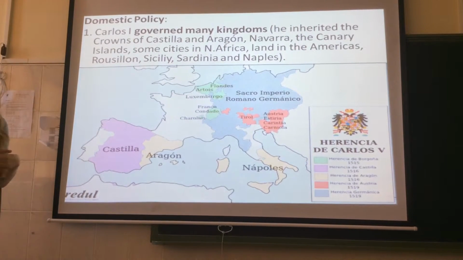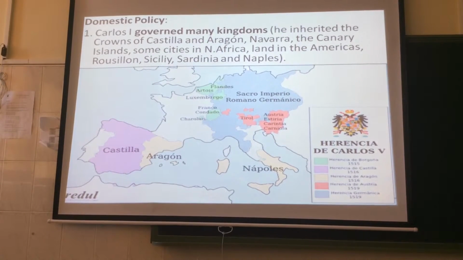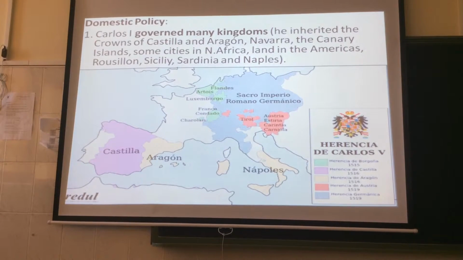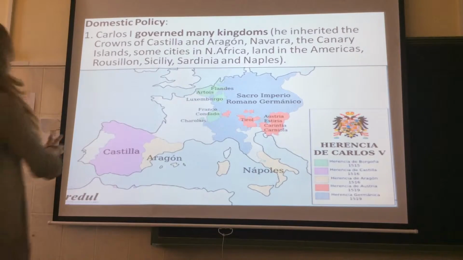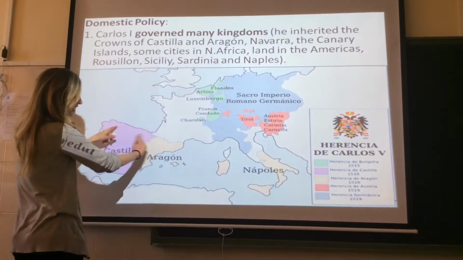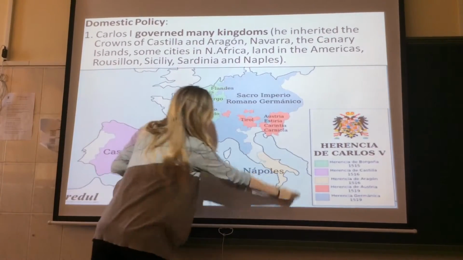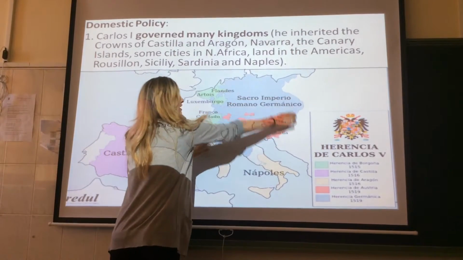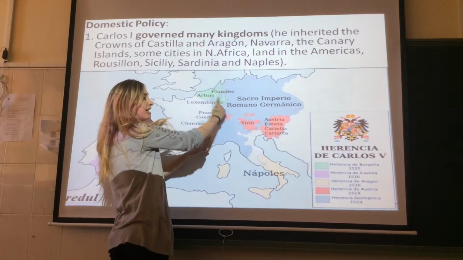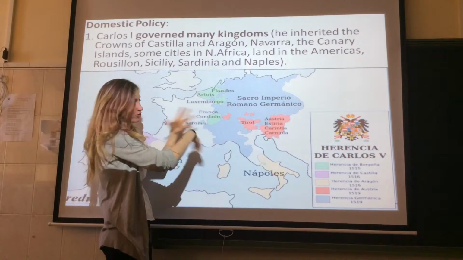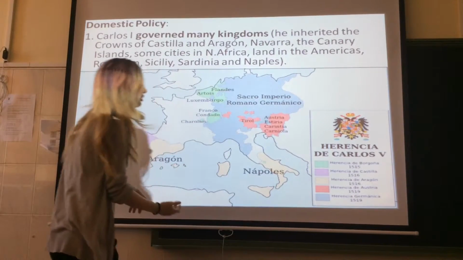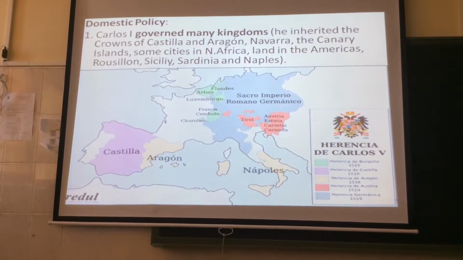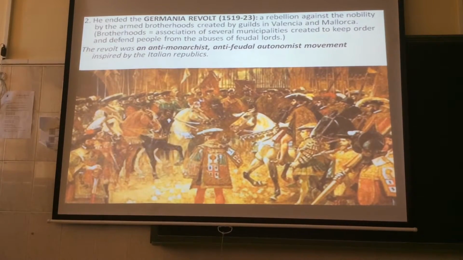This map has a high possibility of appearing on the exam. I want you to have very clear just how much territory this man was inheriting, right? You have all of Spain, but we're talking about Aragon, that includes almost all of the Mediterranean at this point, and the entire Holy Roman Empire, and these problematic areas. Remember what's going on with the Protestants and the Protestant Reformation, but he's an emperor with tons and tons of land. Okay? But he has lots of problems.